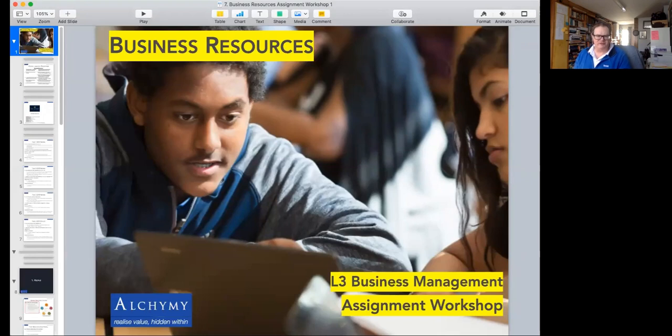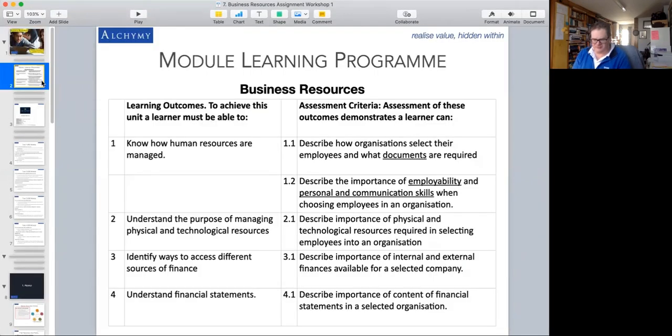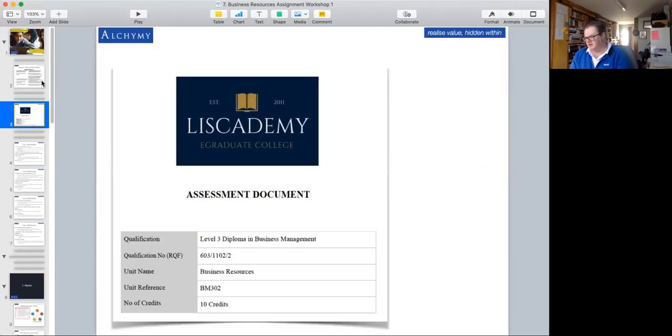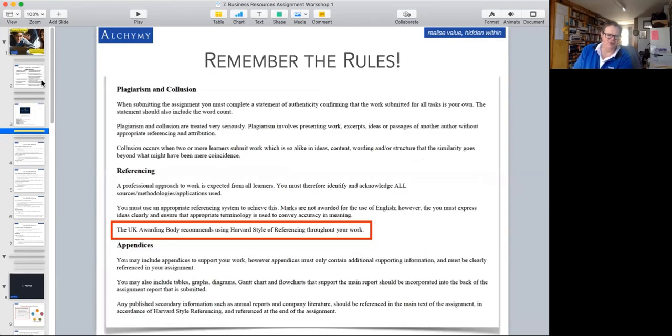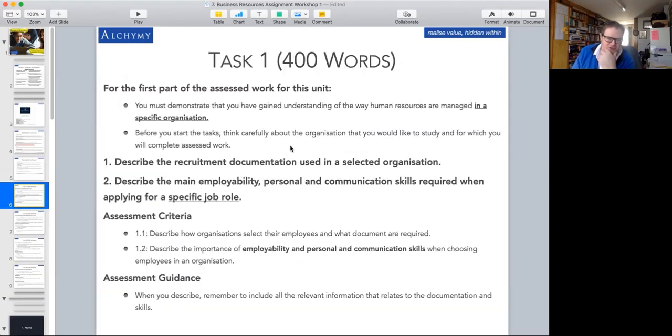Well, it's the usual sort of format. There's our learning objectives. It's the usual assessment template and document. It should be on Moodle already. This is the business resources module.